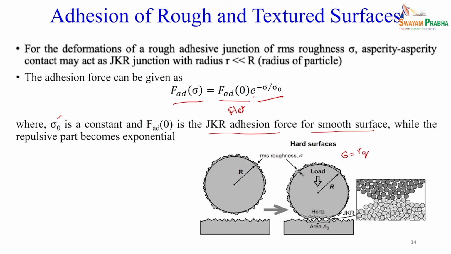In the contact angle, what we observed was, in case of surface roughness, we are going to see either a decrease or an increase in the contact angle depending on the initial contact angle, and that was related with the Wenzel equation. Similarly, here, for the smooth surface, whatever the adhesion force was, we are going to add an exponential term of the RMS roughness. That way the adhesion force for the rough surface is going to change.